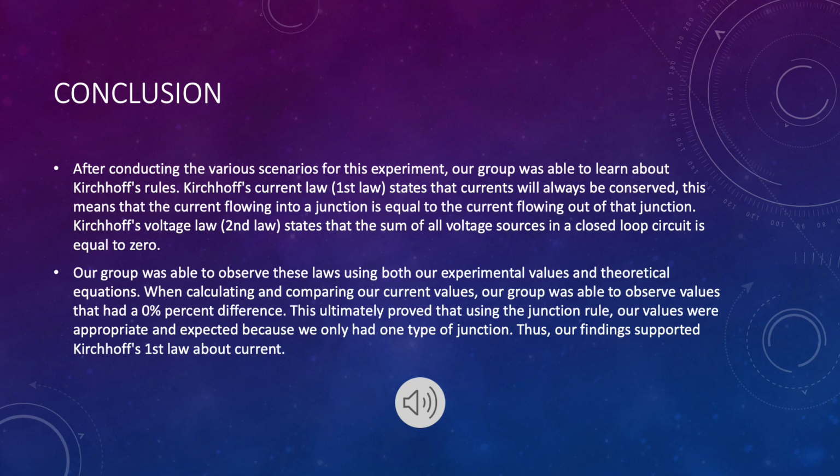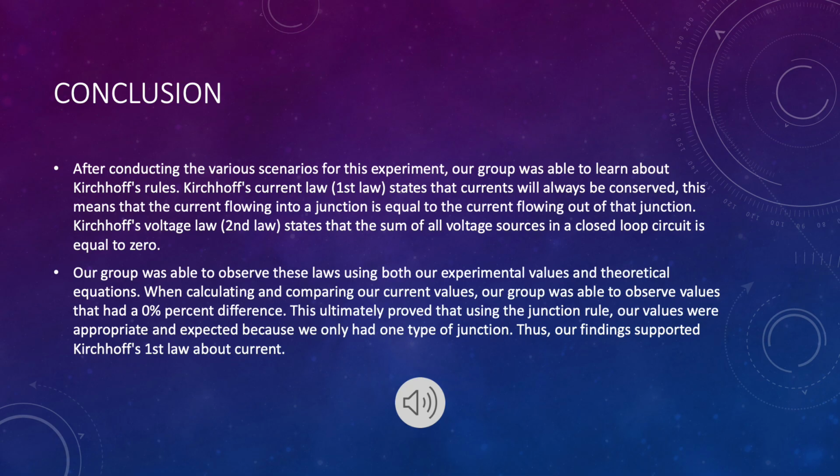Conclusion. After conducting the various scenarios for this experiment, our group was able to learn about Kirchhoff's rules. Kirchhoff's current law, the first law, states that currents will always be conserved. This means that the current flowing into a junction is equal to the current flowing out of that junction. Kirchhoff's voltage law, the second law, states that the sum of all voltage sources in a closed-loop circuit is equal to 0.